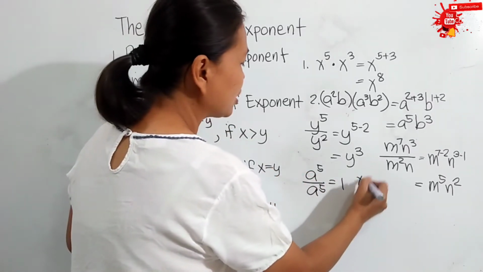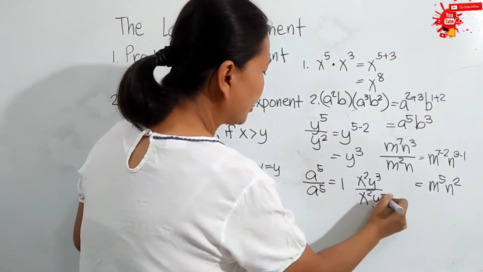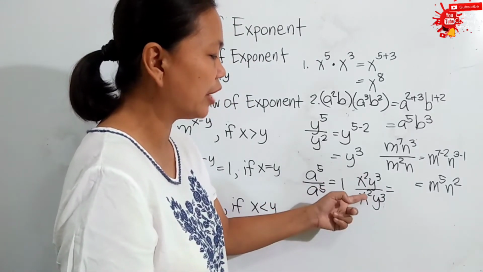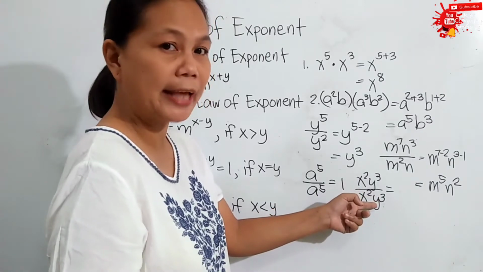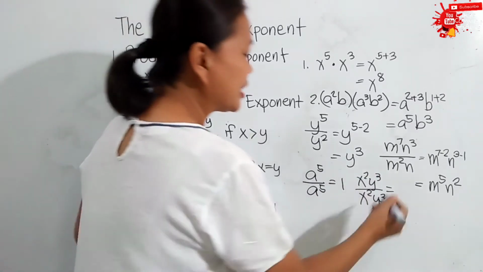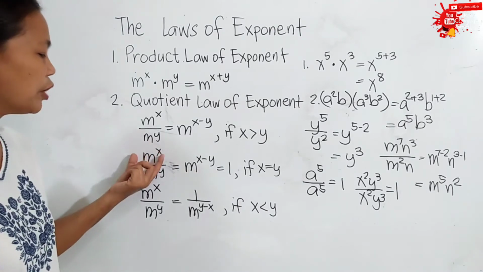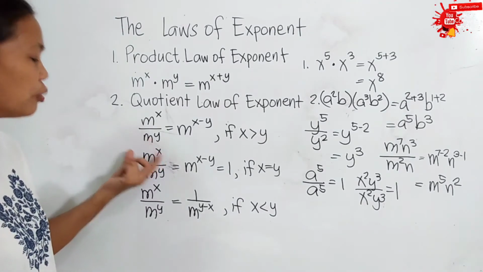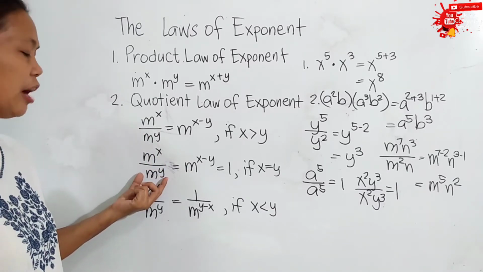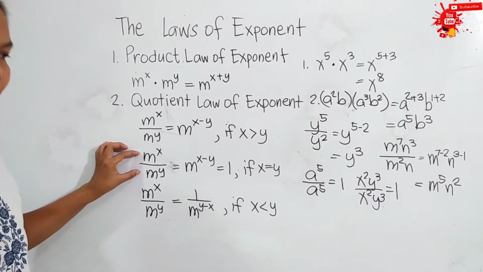Okay? So for example, another one. We have here x squared y cubed over x squared y cubed. So we have here the same base, which is x, then the same exponent, which is 2. Then again, we have the same base, which is y, then the same exponent, which is 3. So it is equal to 1. So that's the second case. If the exponent of the numerator is equal to the exponent of the denominator with, take note, the same base.